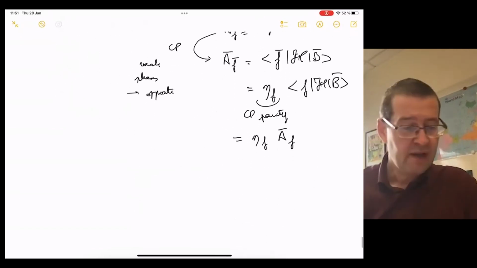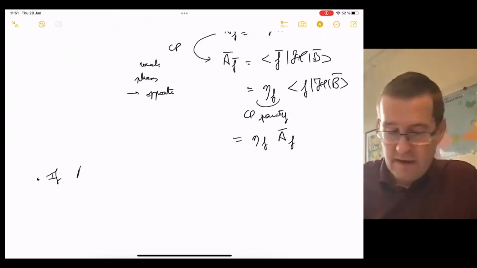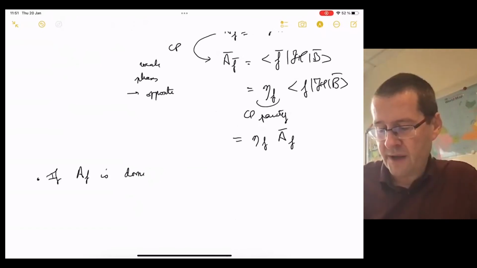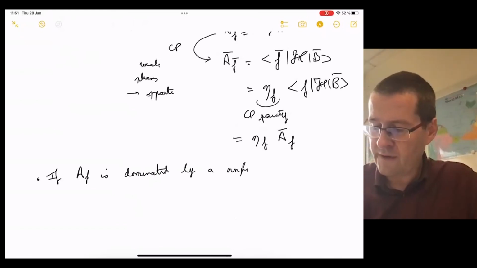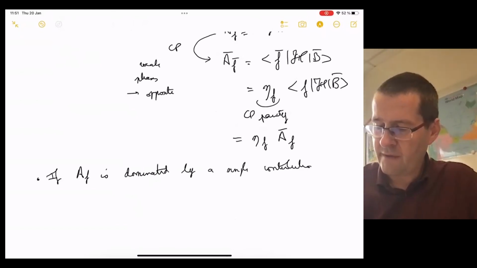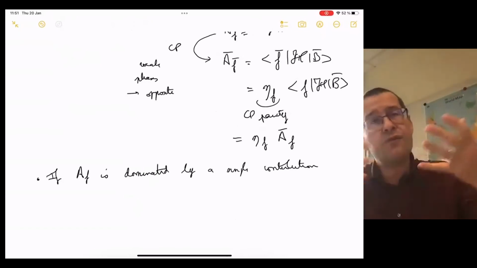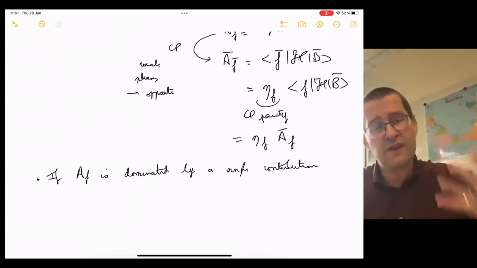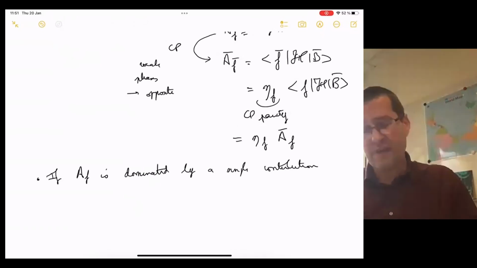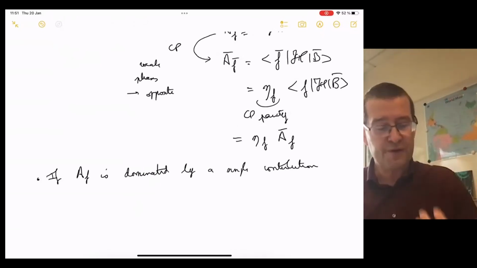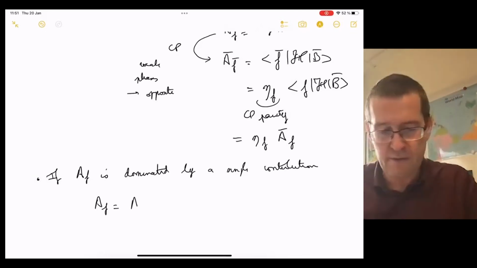Okay, and then if A_F is dominated by a single contribution this time... remember, last time when we were discussing CP violation in decay, we said we need at least two different contributions with two different weak phases and two different strong phases in order to get something interesting. Here, that's the opposite. What we are after is much more something where we are dominated by a single contribution.